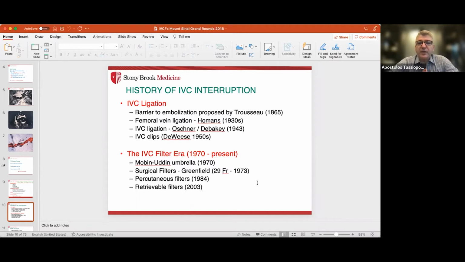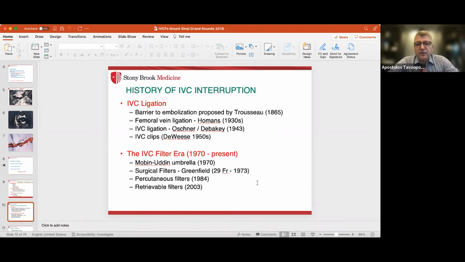Ochsner and DeBakey moved further up and ligated the IVC in patients that were at risk for pulmonary embolism. And back in the 1950s, a vascular surgeon at Rochester, New York, Jim DeWeese, introduced the IVC clips. When I came to this institution about 15 years ago, I opened an abdominal tray that was very old, and I did find one of these IVC clips where the clip was placed across the inferior vena cava and was left there permanently.